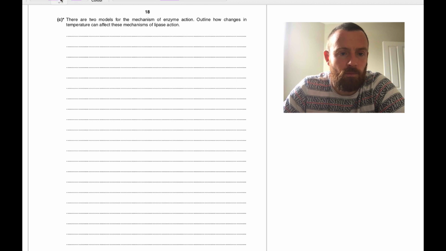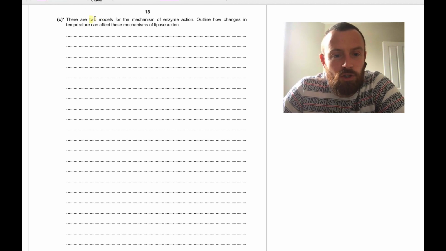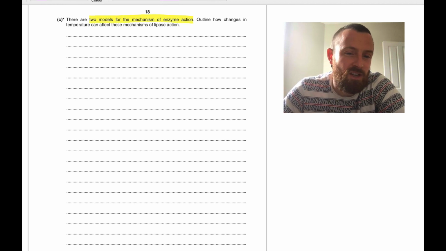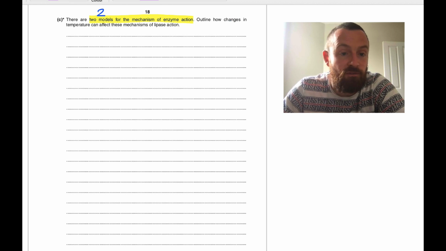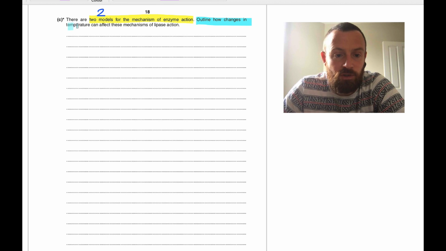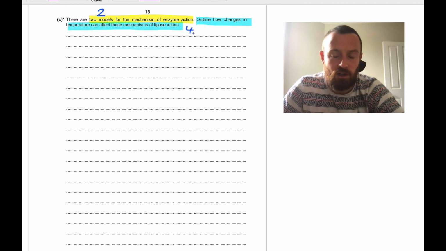Okay, so the first thing I always say is to think about what is the question asking me. 2 models for the mechanism of an enzyme action. I'm going to estimate the marks that I think might be available here, okay? So I reckon there's going to be at least 2 marks for the 2 models and explaining them. And then outline how changes in temperature can affect those mechanisms of enzyme action. That's the second part. And I reckon there's probably going to be about 4 marks for that, okay?